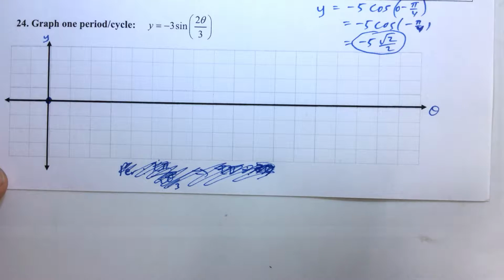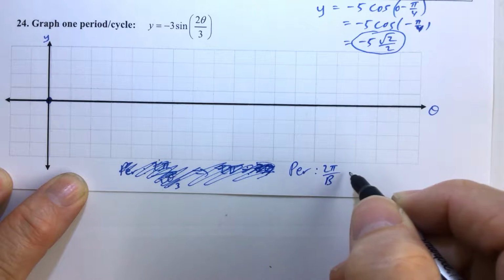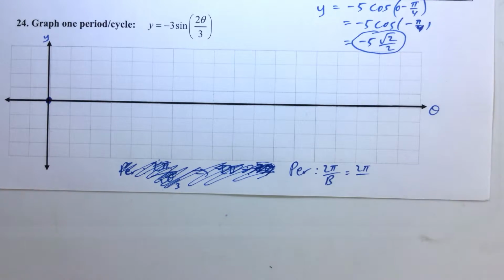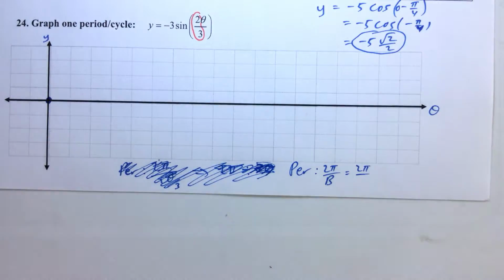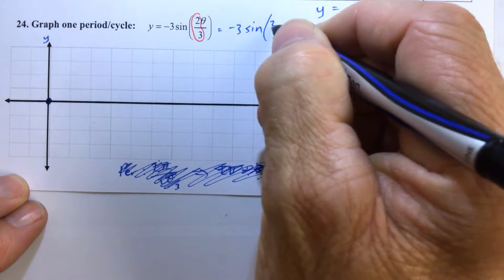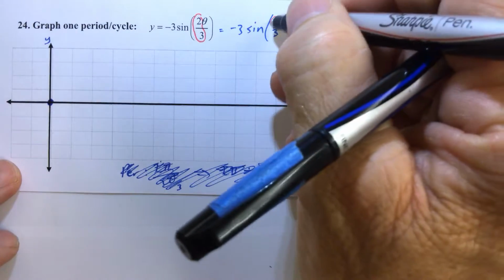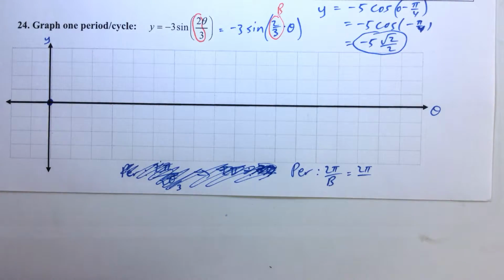Each value of theta we pick, we generate a new value for y, just like it is for every function. The first thing we do when graphing trig functions is figure out what the period is, and the period is always 2 pi divided by b. In this case it's a little trickier to figure out what b is, but b is always the coefficient of theta. So if you think of this as -3 times the sine of 2/3 times theta, it's easier to see that the b value is 2/3.